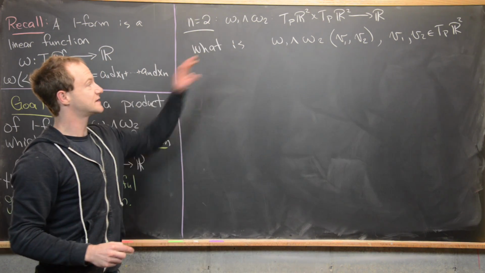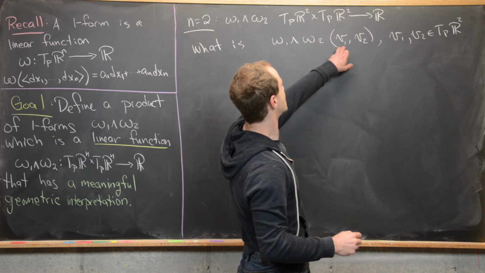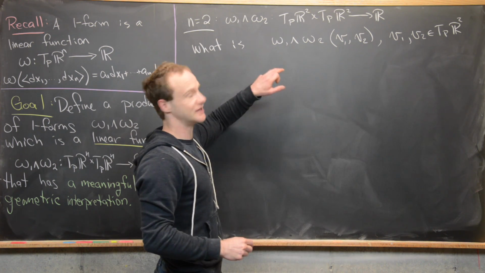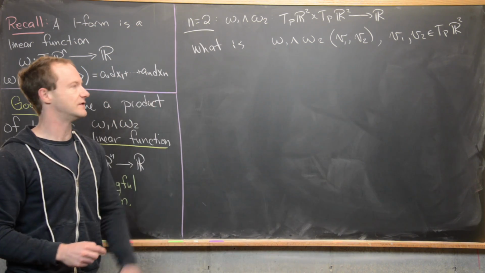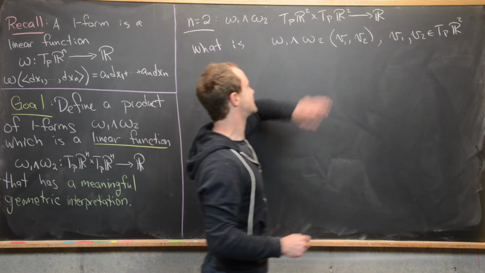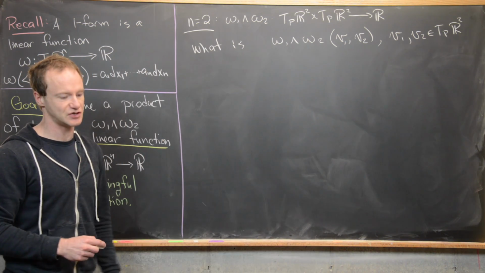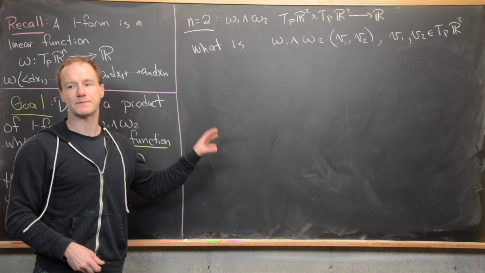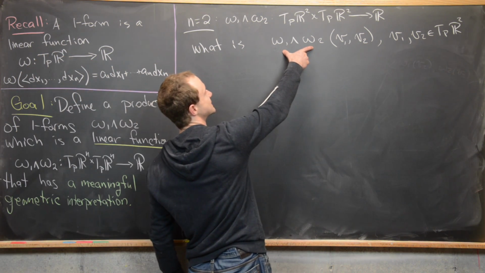Great, and so notice there are four things at work here. You can have omega 1 acting on v1. That'll give you just a number. You can have omega 1 acting on v2. That'll also give you just a number. You can have omega 2 acting on v1 or omega 2 acting on v2, and those are also just going to give us numbers.